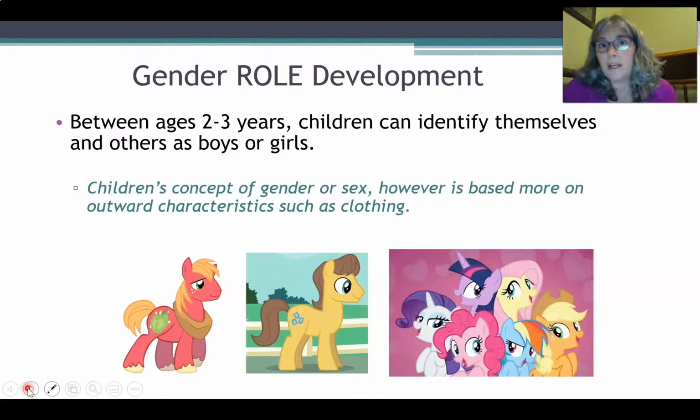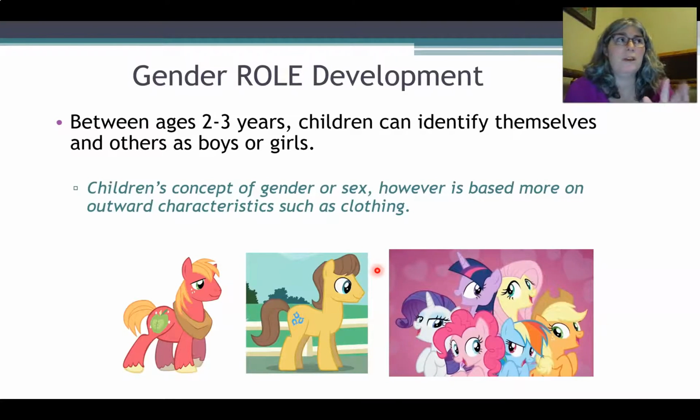Now, you might wonder, why do I have the My Little Pony characters up here? So when my daughter was this age, she was obsessed with My Little Pony. And I noticed that she started really trying to label other cartoon characters as male or female. And I asked her one day, so how do you make that distinction? How do you know if the pony or the rabbit or the cat is male or female? And her answer was, very simply, she said, well, the females have long eyelashes and the males do not. Now, in real life, that is not true.